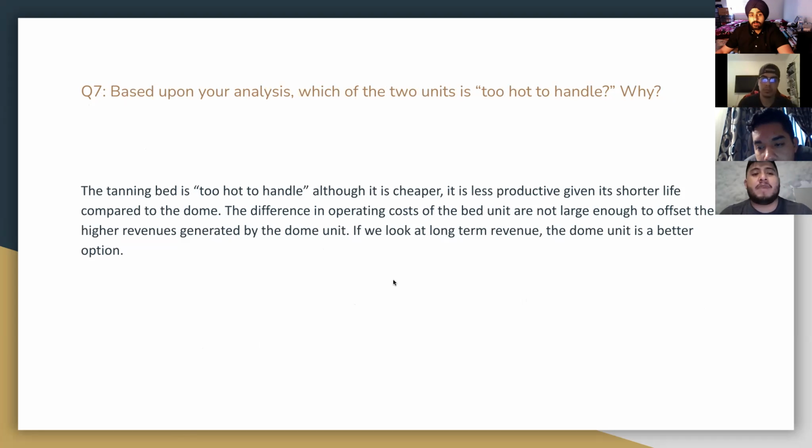Question 7, based on your analysis, which of the two units is too hot to handle and why? Based on our analysis, we came up with that the tanning bed is too hot to handle. Although it is cheaper, it is less productive because it has a shorter life compared to the dome. And the difference in operating costs of the bed unit is not large enough to offset the higher revenues generated by the dome unit. If we look at long-term revenue, the dome unit is a better option.